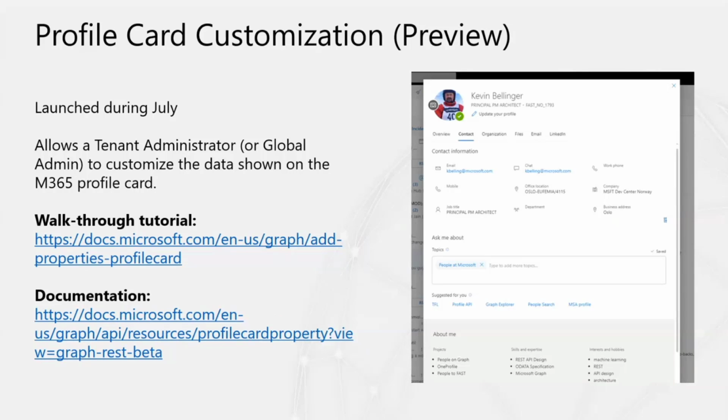The next thing I want to talk about is the profile card customization work. This is another piece of work that we announced at Ignite in 2019. We launched it in July. And what it allows is a tenant admin to surface some of the data that happens to be in Active Directory or Azure Active Directory today that isn't actually showing up on the M365 profile card.